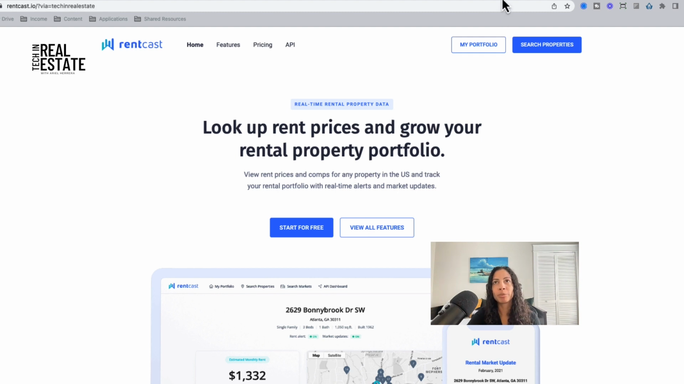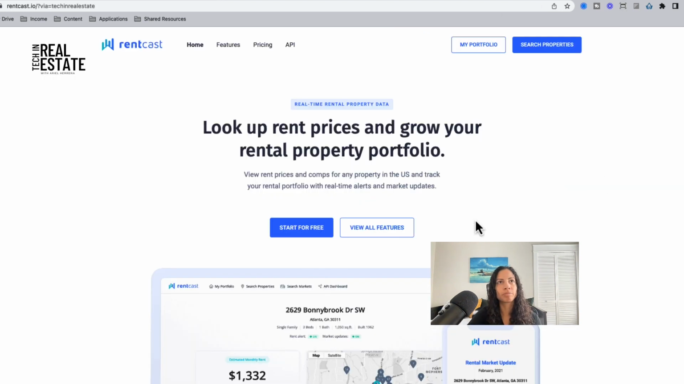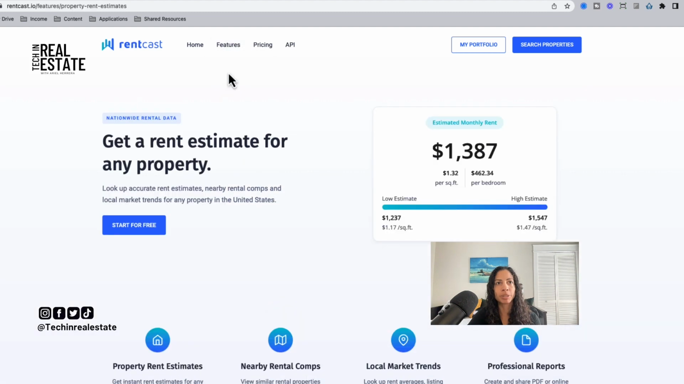So let's imagine that we're looking at a property on Zillow. In this case, we have 5430 Brownwell Street in Orlando, Florida. Now, although I don't live in Orlando, maybe I wanted to invest in the area. However, I'm not really sure what the right rental rate is. But coming to RentCast, I can copy over this address, go over to their features, and look at rent estimates.